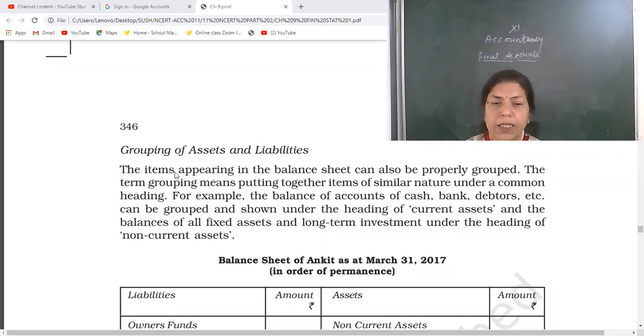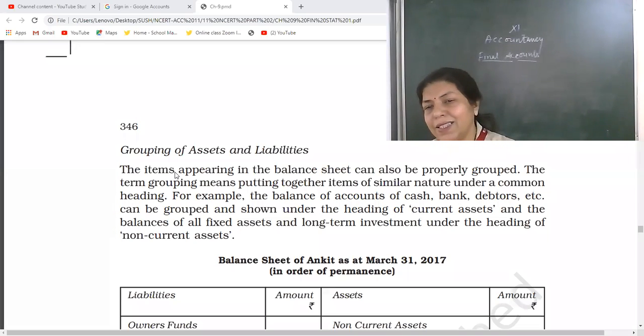So grouping of assets and liabilities means the items appearing in the balance sheet can also be properly grouped. The term grouping means putting together items of similar nature under a common heading. Similar nature means current assets will be under the head of current assets. What are the current assets now?